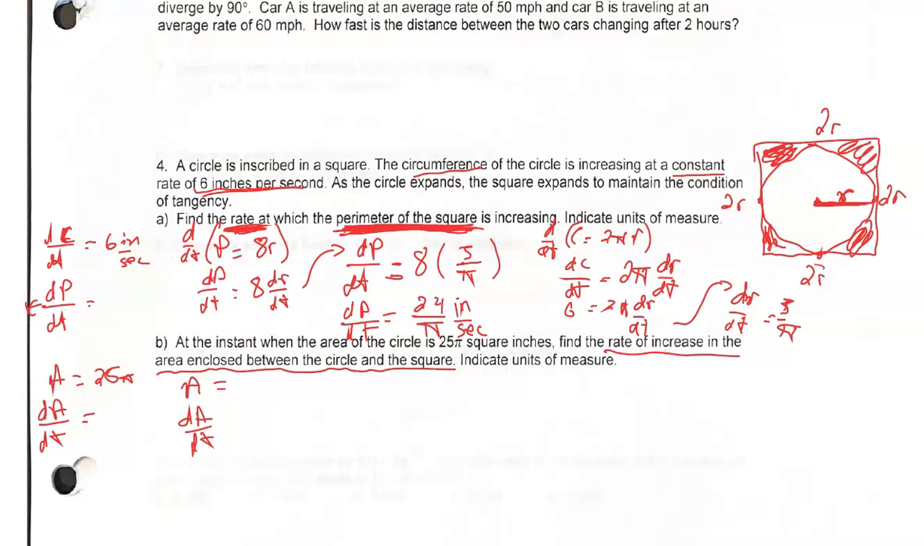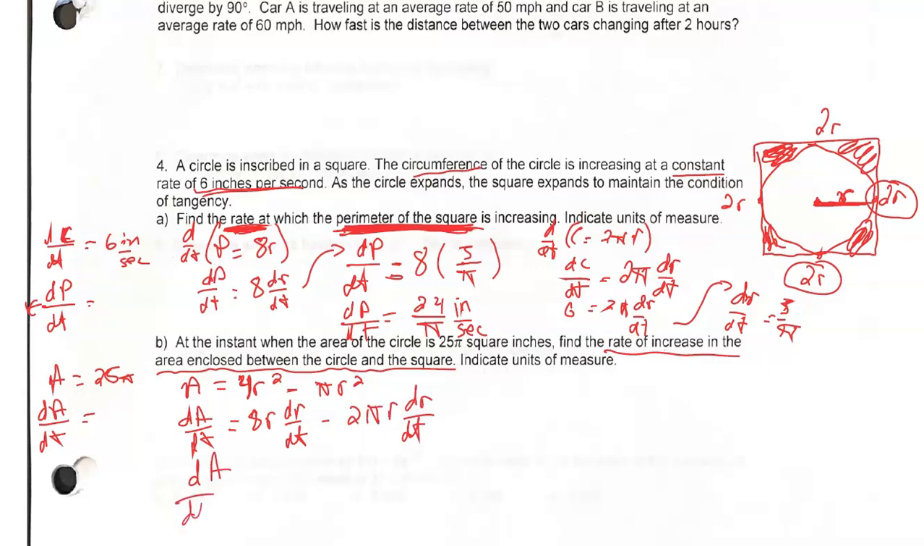So the area of a square would be the base times our height, so 4r squared. The area of a circle would be pi r squared. Once we have that, then we can go through with our work, take the derivative: 8r dr dt minus 2 pi r dr dt. We're looking for dA dt, so in order to answer this, we would need to know a radius. We need to know the rate of change of the radius.